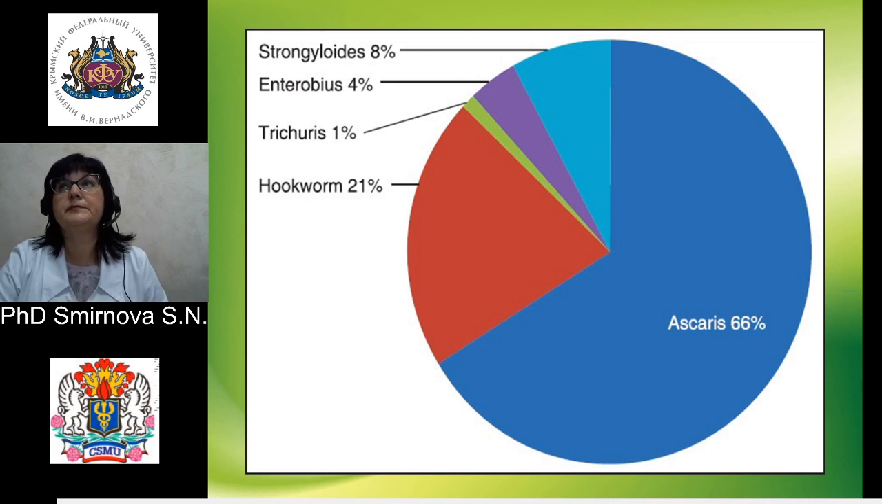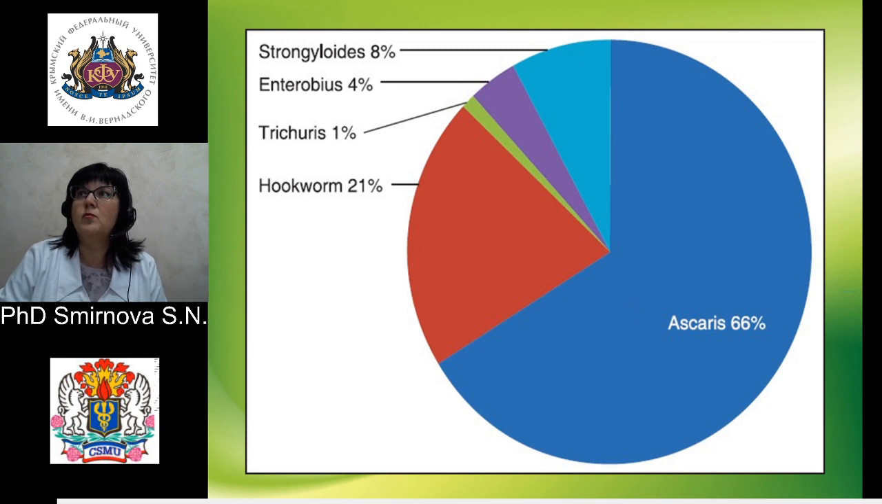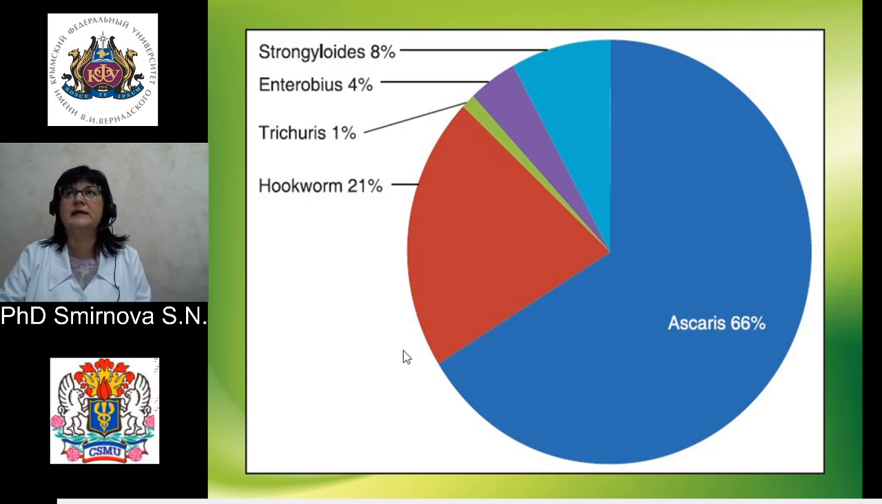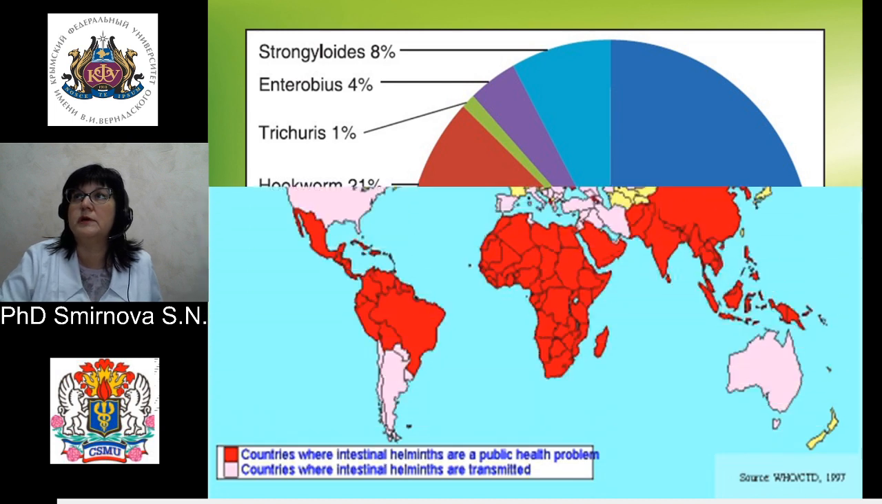Class Nematodes contains many human parasites. On this diagram, you can see the most important parasites for humans, and a big part is Ankylostoma duodenale, 66%. Then hookworms. If you remember, hookworms are Ankylostoma duodenale and Necator americanus. Then Strongyloides stercoralis, 8%, Enterobius vermicularis 4%, and Trichocephalus trichiurus 1%. This diagram shows that these parasites are really very important for humans.